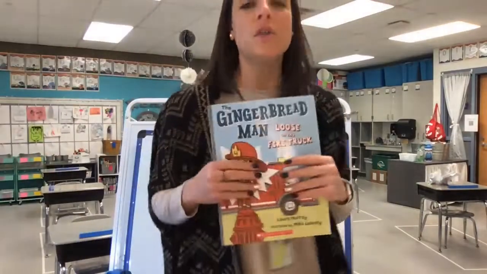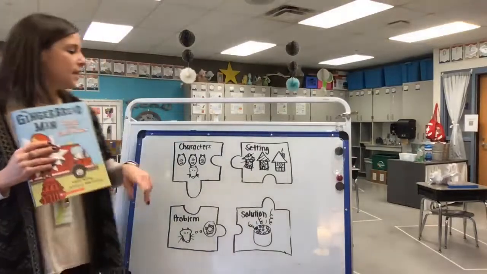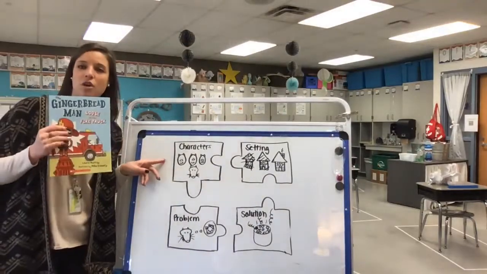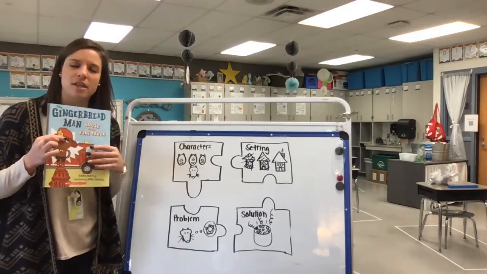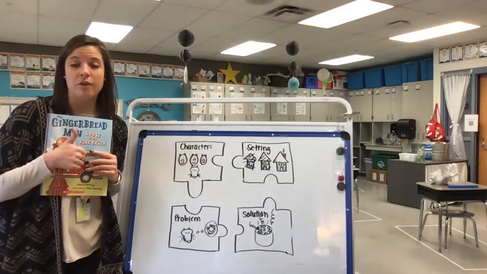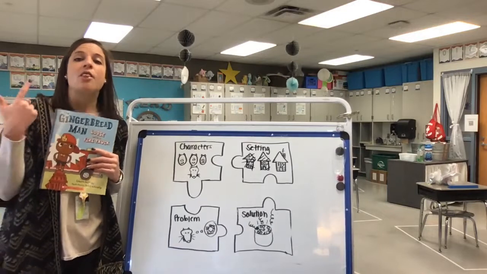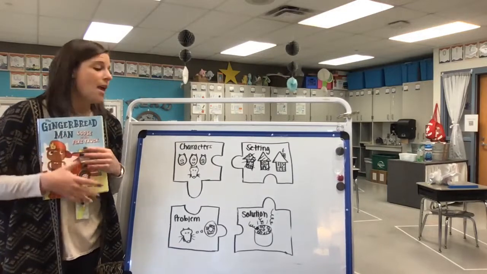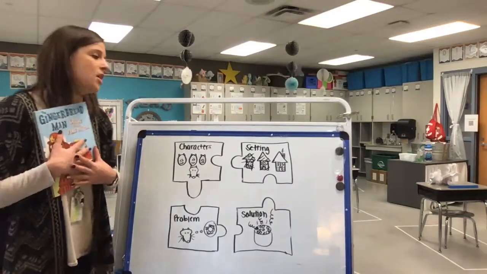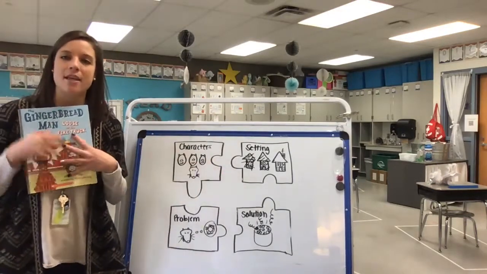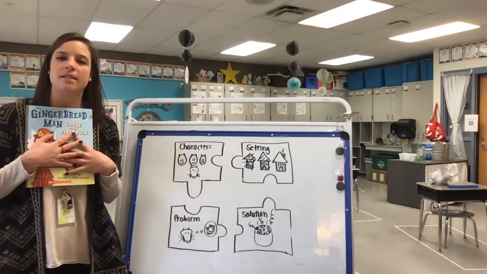Excellent job. So let's go back and talk about our story elements. Think about who is our main character in our story? The gingerbread man. Who are some other characters that we met? The children from class, the teacher, the fireman, right? And who is the chief? Do you remember her name? Anne. Very good. Where was the setting? It changed from several different places.